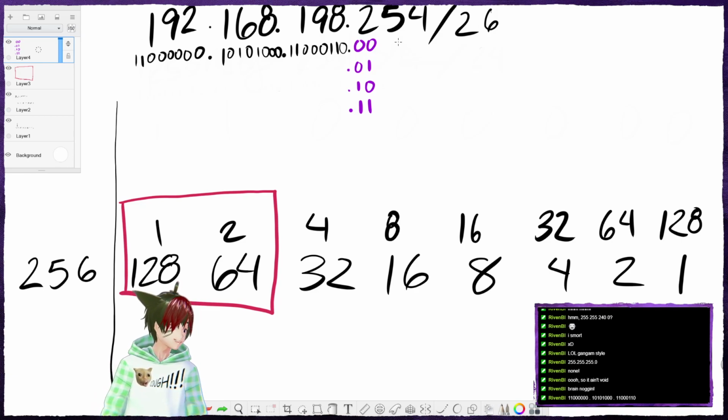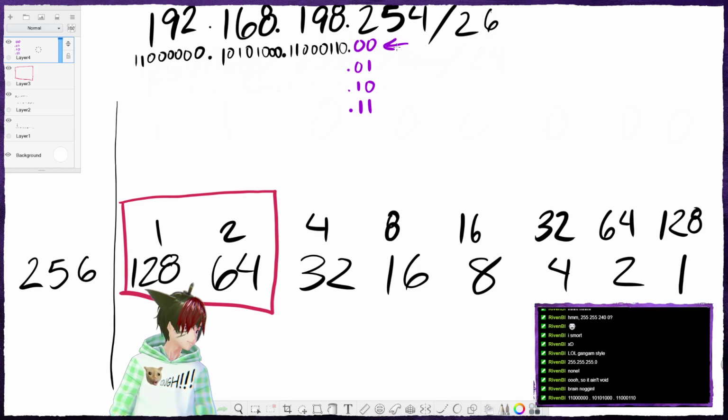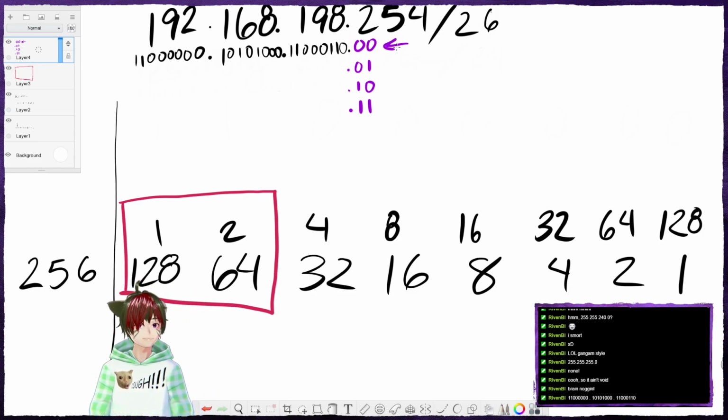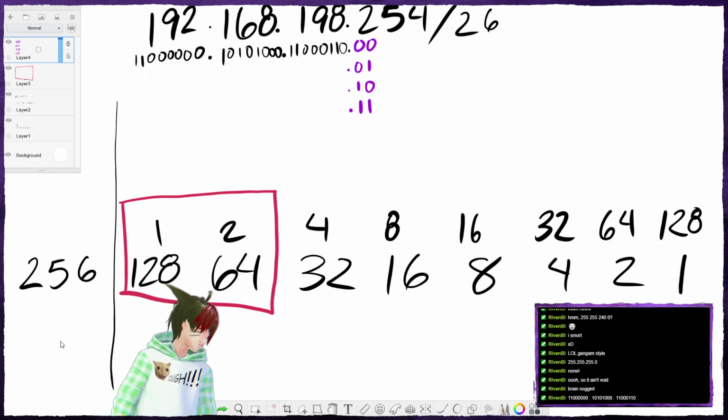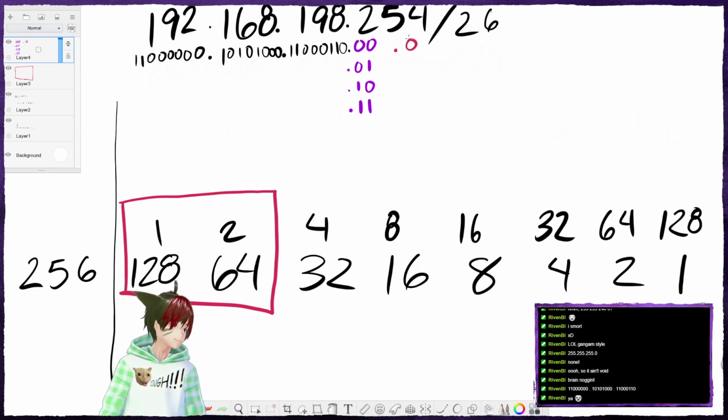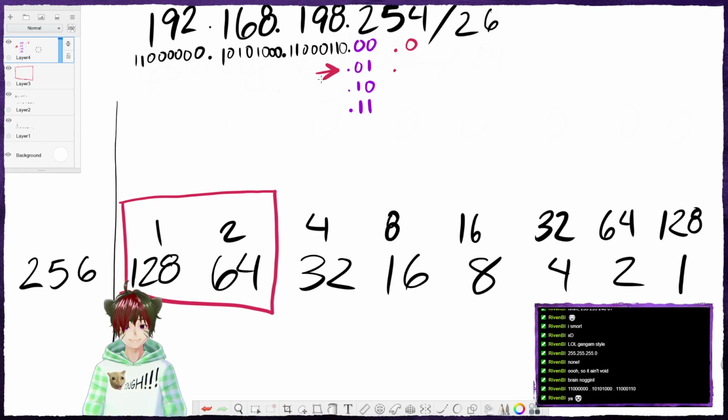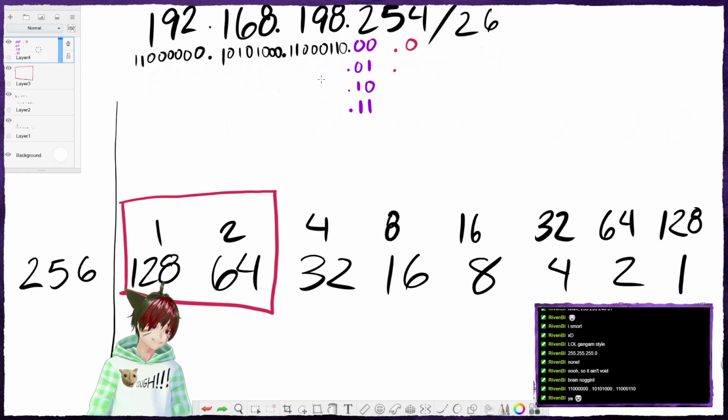So based off of what you know, what is this in decimal? It's easy. This one's easy. Just 0, right? This is network .0. Now, what is this in decimal? Give me that in decimal really quick.